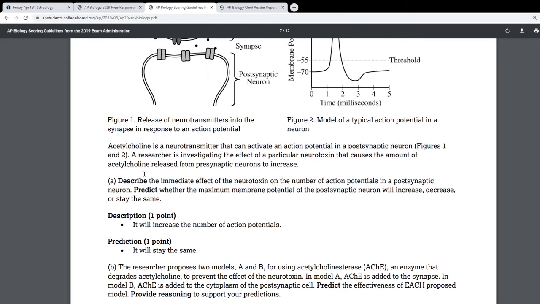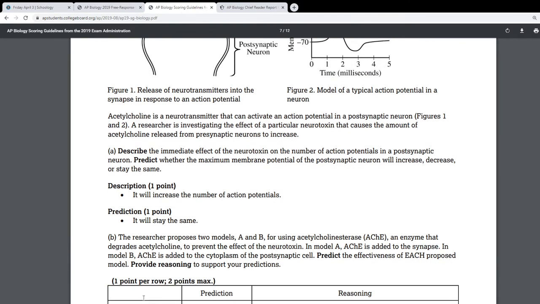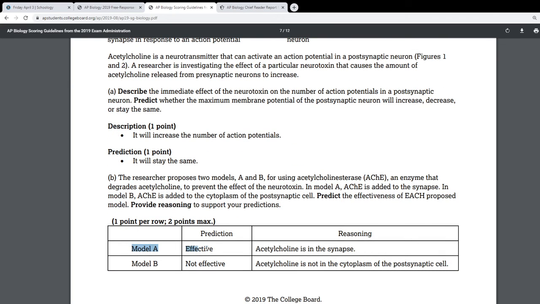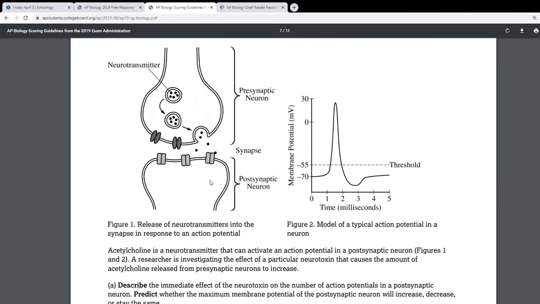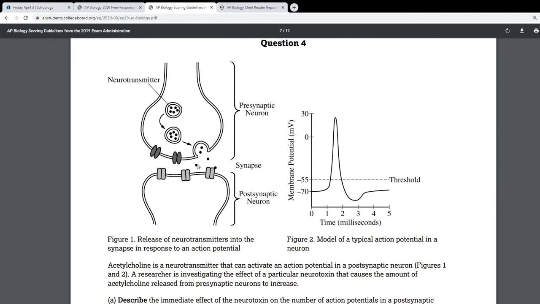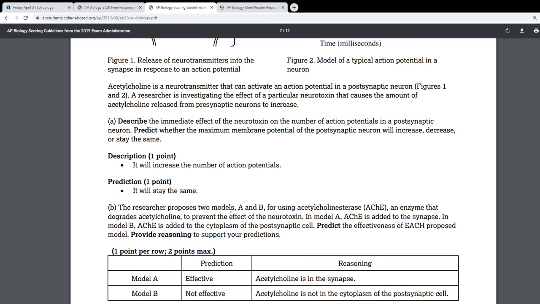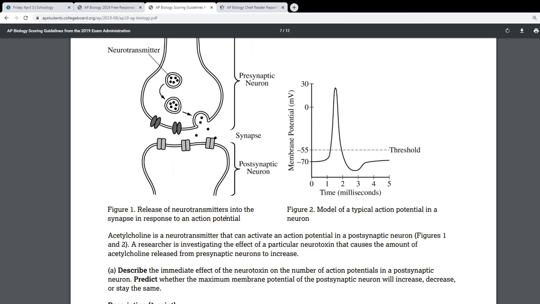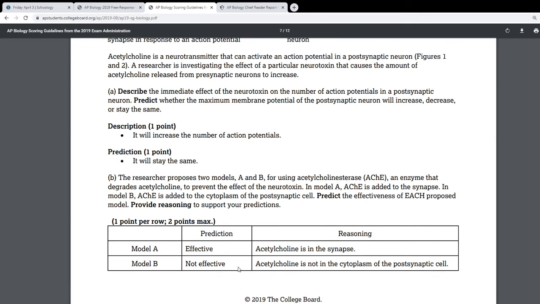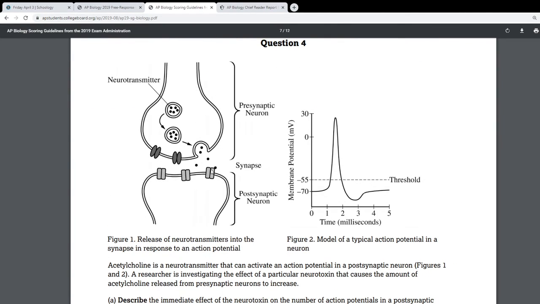Now, the two models, all right, and the reasoning. This is 1 point per row. So for model A, we believe it would be effective because the acetylcholine is in the synapse. You can see it right here. The neurotransmitter has to jump the gap. Meanwhile, we would expect model B, where we added it to the cytoplasm of the postsynaptic cell, to be ineffective because acetylcholine doesn't exist there. There'd be nothing to break down. If it binds the receptors over here, it signals the next trigger.